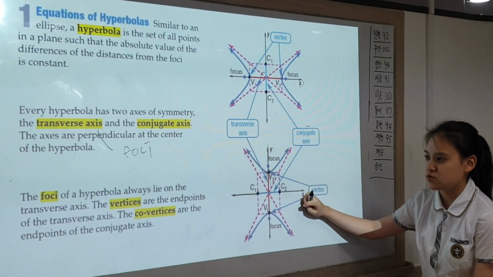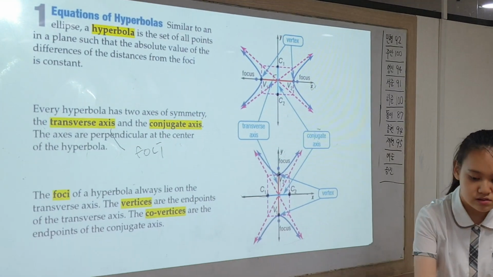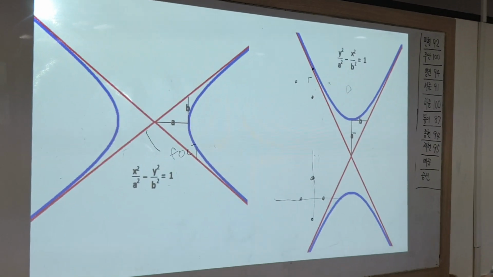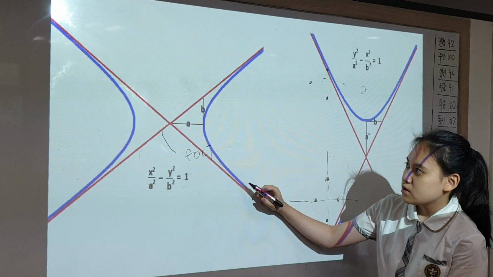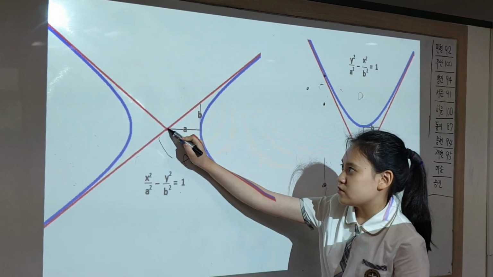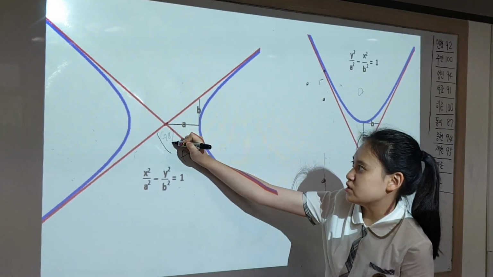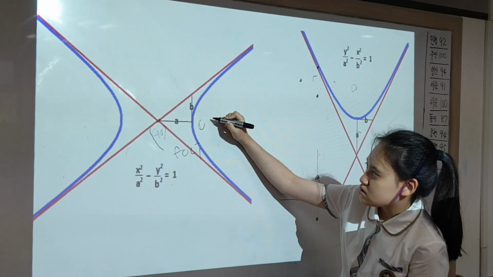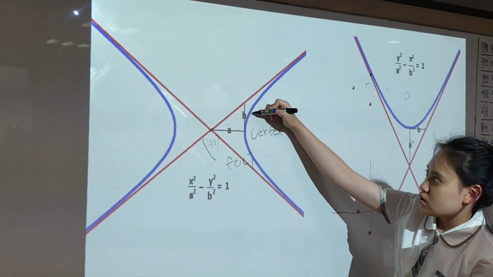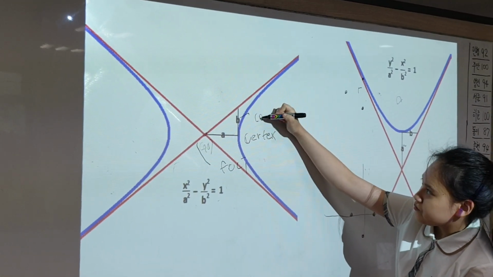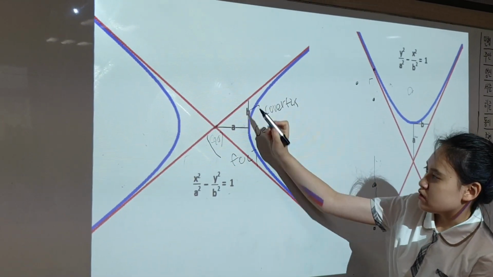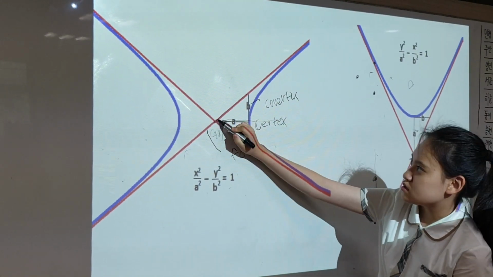And now I'm going to explain how we can get the vertices or the co-vertices or the foci if two of them are given. So if we go to this graph, note that A here is the distance between 0, 0, which is the origin, and the vertex. And B equals the co-vertex. And this equals that, which is the focus.